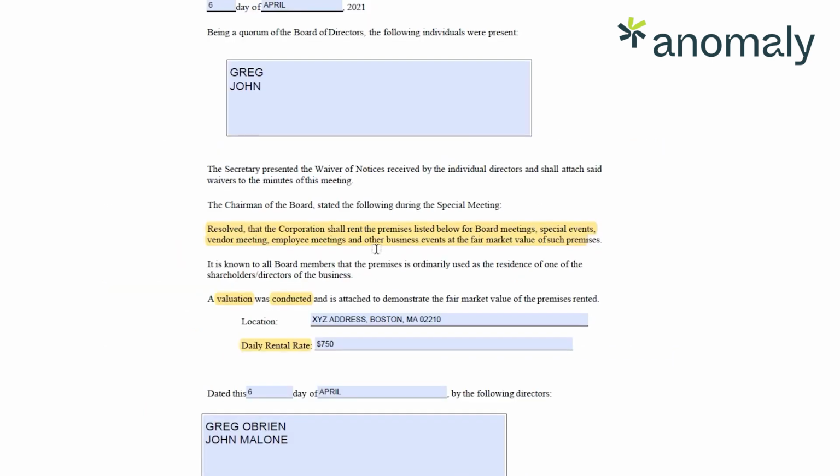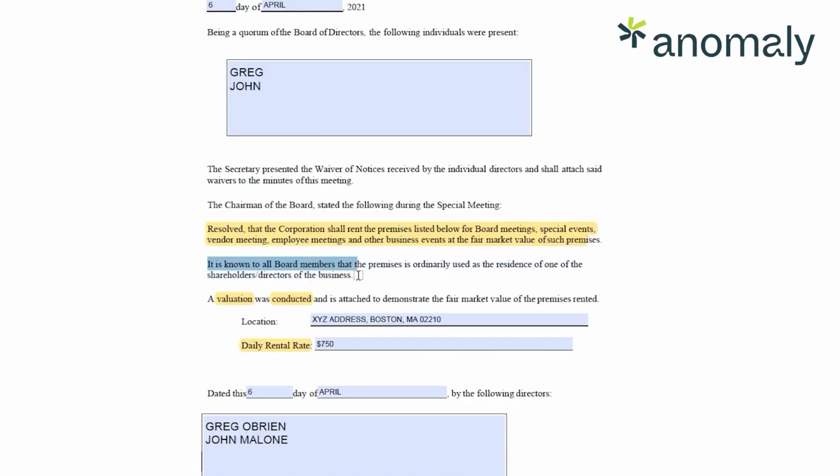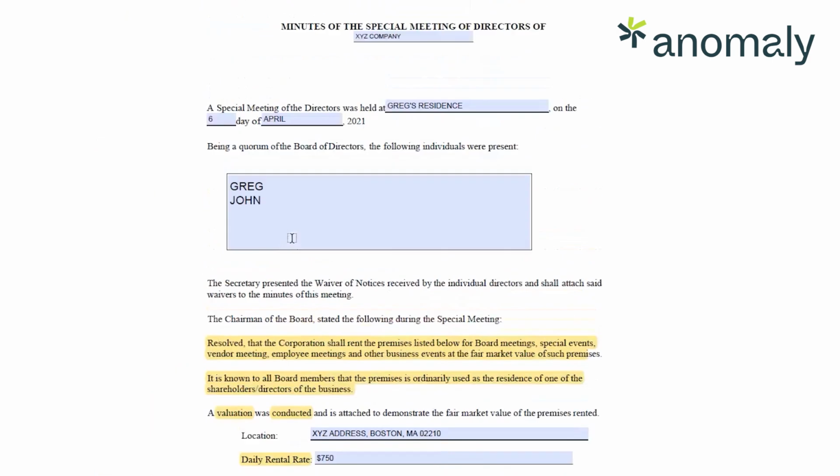And we understand that, as it says here, it's not a secret that the board knows that the premises is generally used for the residence of one of the shareholders or directors. So that's important here as well. So again, this is the board one time implementing this on such and such date. So very important for this to be done correctly.